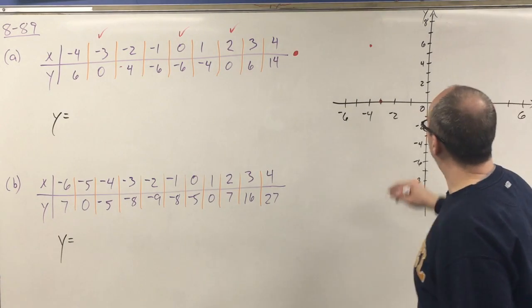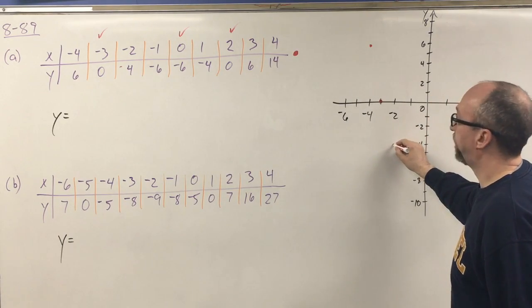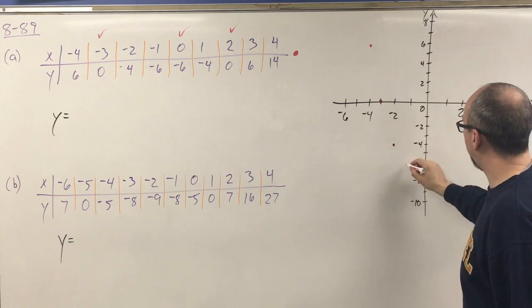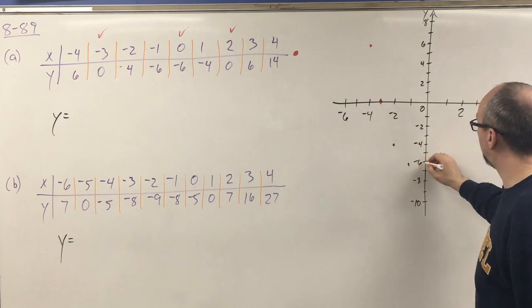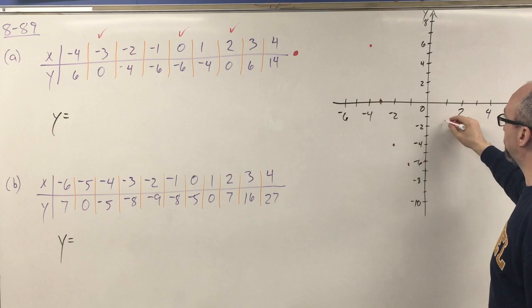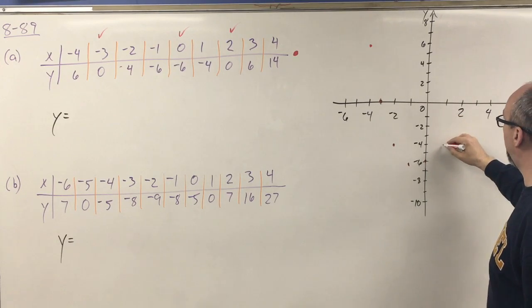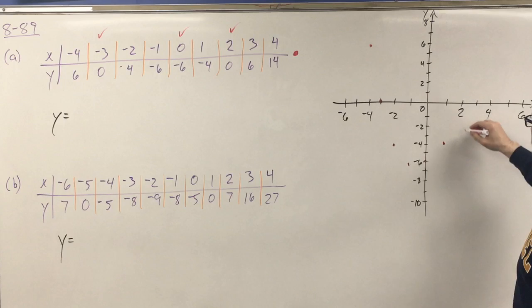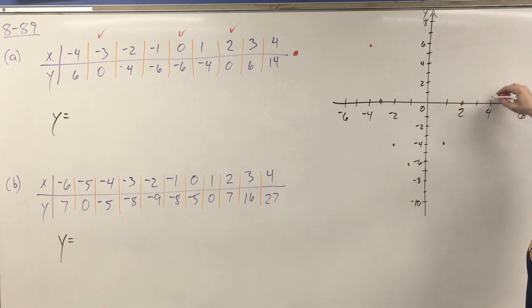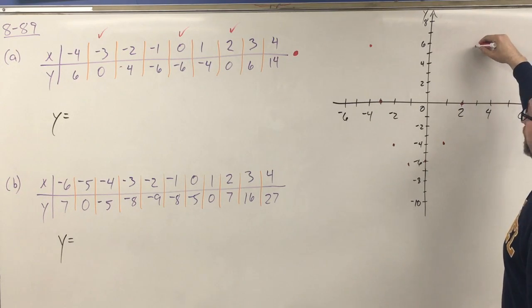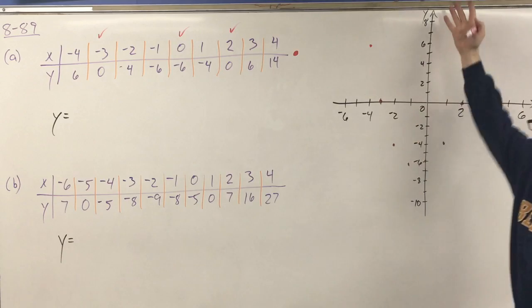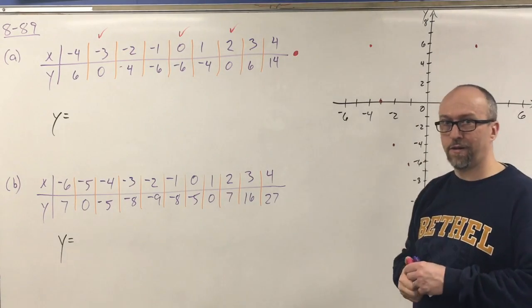Yep. -2, -4, -1, -6, so on and so on, 0, 6. But I just want to point out some stuff for you if I can, and maybe you're seeing it as I'm graphing it. I hope you are. 3, 6, and then I've got 4, 14. I didn't make my graph tall enough for that, so.